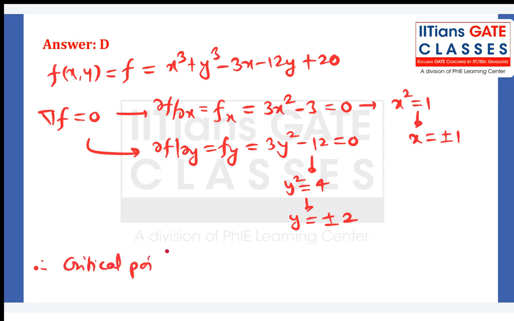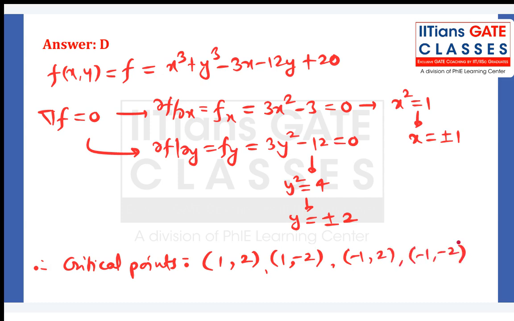Critical points are (1, 2) and (1, -2). And similarly you will have (-1, 2) and (-1, -2). So there are 4 critical points here. Okay. And now you have to check the Hessian matrix determinant and the f_xx second derivative sign for each and every critical point.